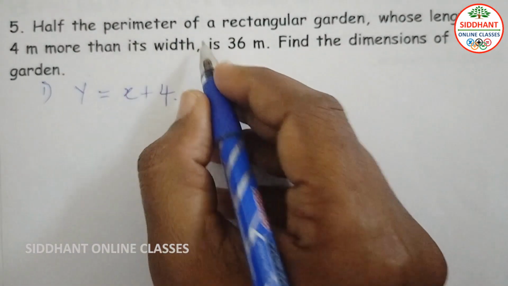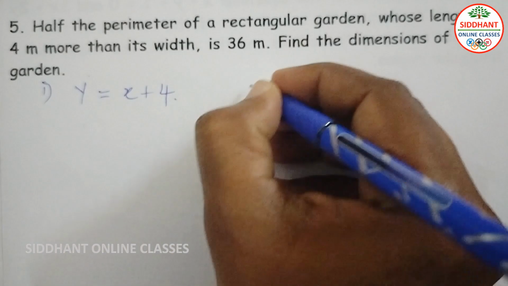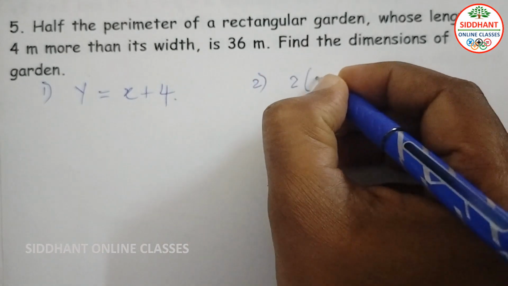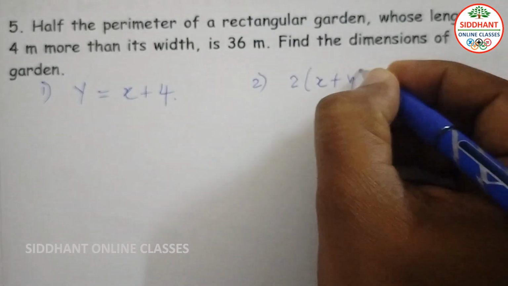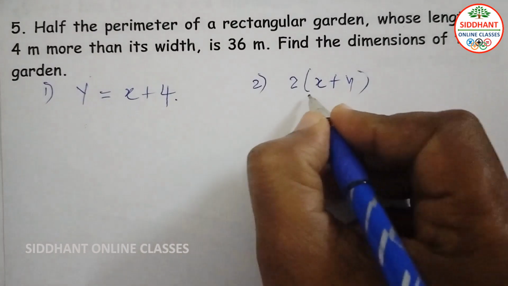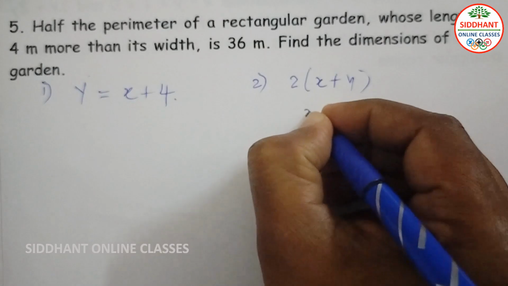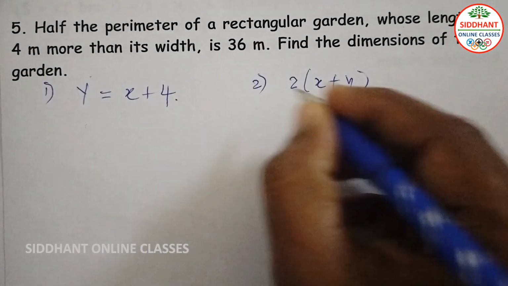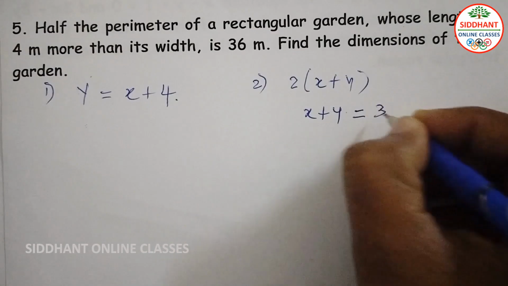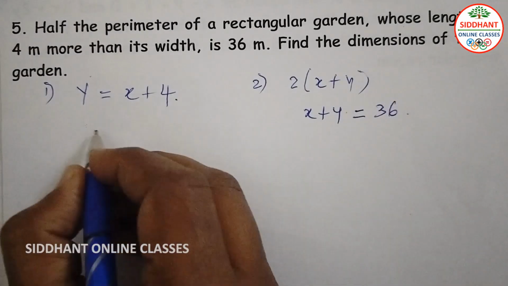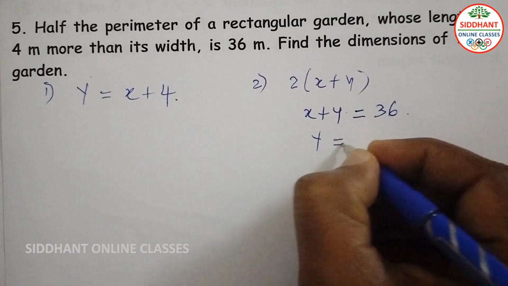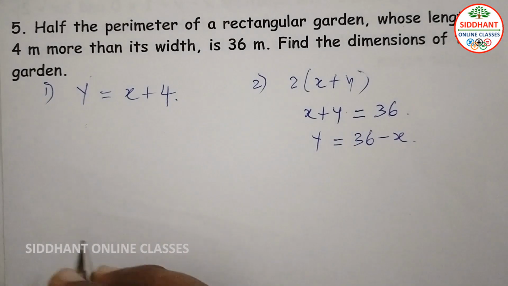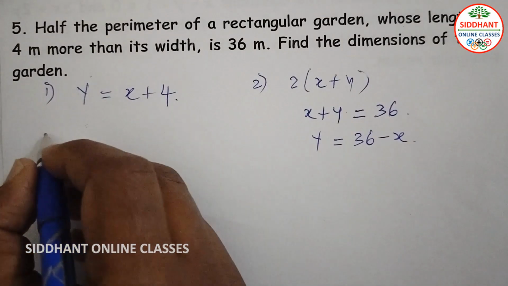Second, half the perimeter is 36. That means the perimeter is 2 into x plus y. Half the perimeter means divided by 2. So by 2, you get y plus x, which is 36. So now y will be 36 minus x here. Now finding the values of x and y.